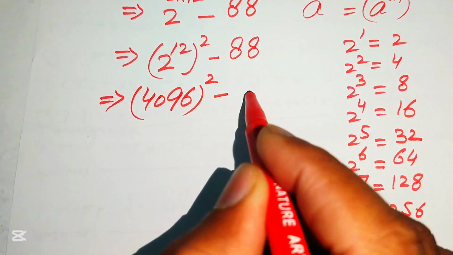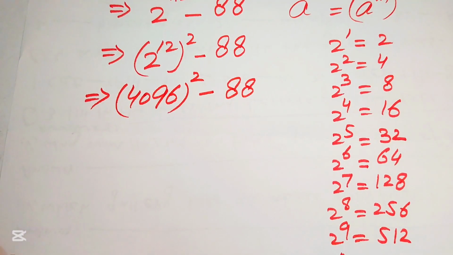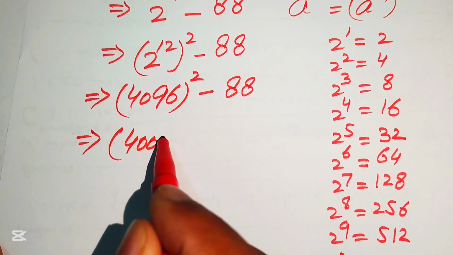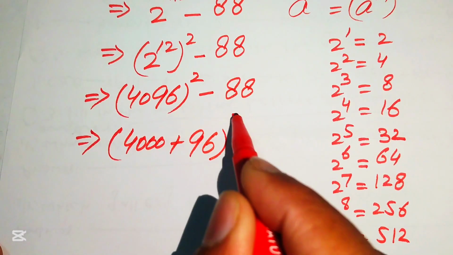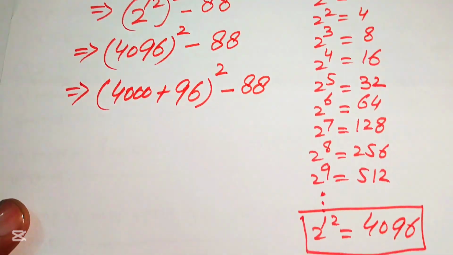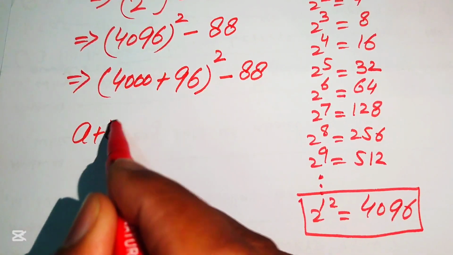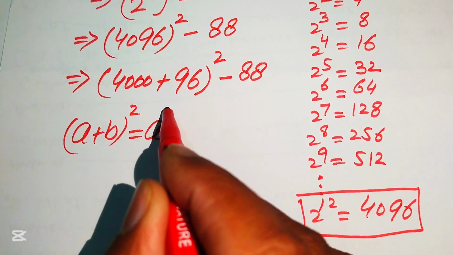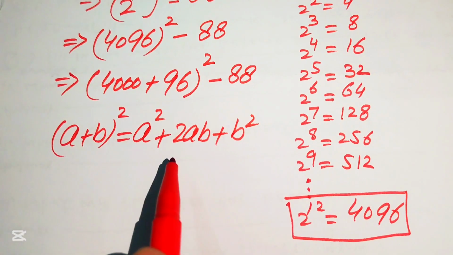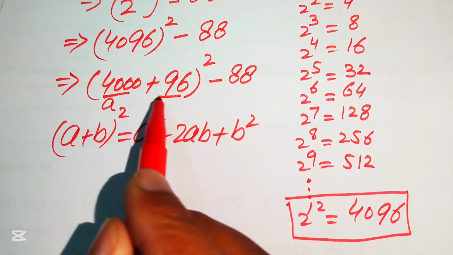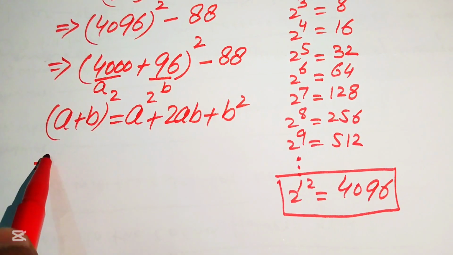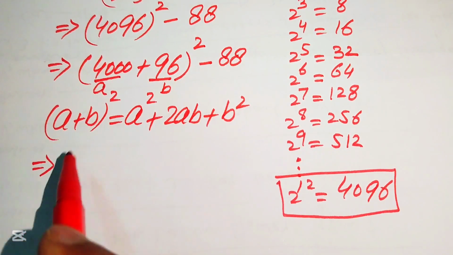Okay, so here we replace 2 to the power of 12 with 4096, whole square, minus 88. Here we break 4096 into this form: 4000 plus 96, and its whole square, minus 88. And here we can apply the nice algebraic formula. You know that a plus b whole square equals a square plus 2ab plus b square. According to this formula, our a is 4000 and our b is 96.